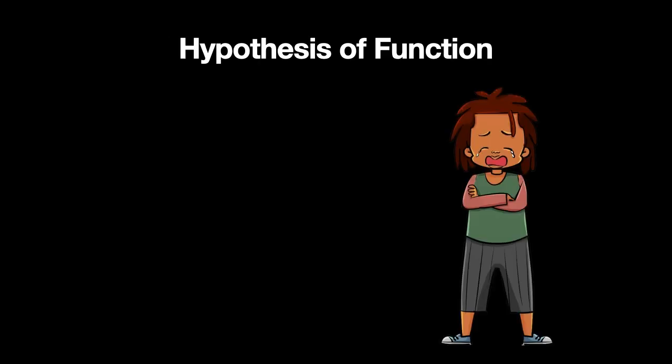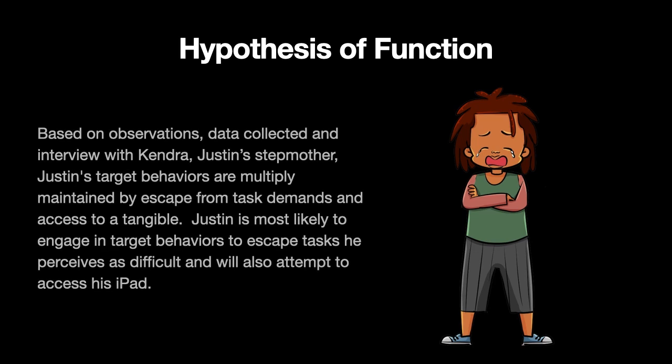The hypothesis of function section should be a simple statement that describes the most prevalent maintaining variables. Here's an example. Based on observations, data collected, and an interview with Kendra, Justin's mother, Justin's target behaviors are multiply maintained by escape from task demands and access to tangible. Justin is most likely to engage in target behaviors to escape tasks he perceives as difficult and will also attempt to access his iPad.